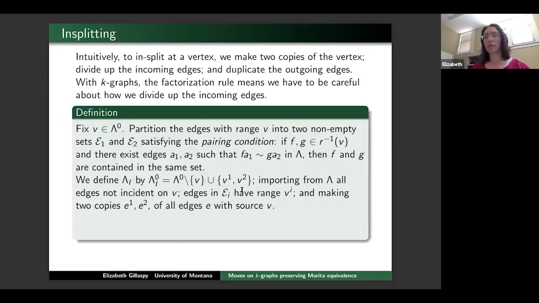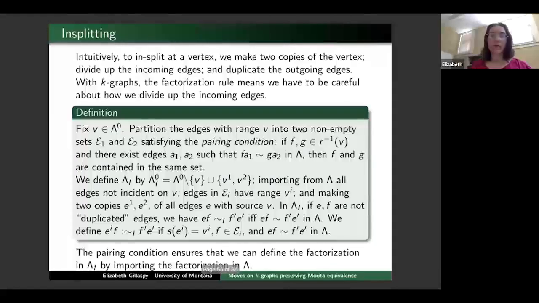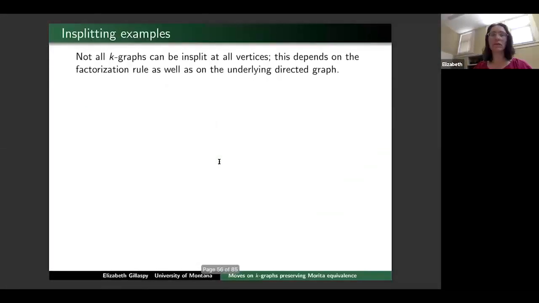But it doesn't tell us what the factorization is. Essentially, what we do is take the factorization from lambda, from the original K-graph, and import that into lambda I whenever that makes sense. I think this might be clearer with a picture. But we need this pairing condition so that we can just take the factorization in lambda and import it into our new K-graph, lambda I, in a way that makes lambda I a K-graph.